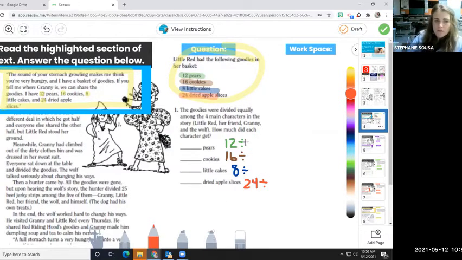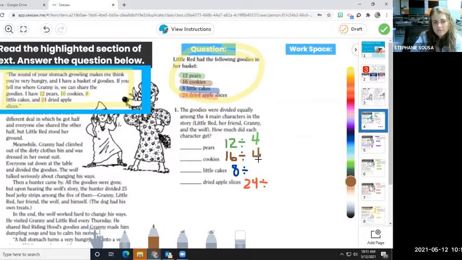Now, let's read this problem again, and I want you to get ready to hold up your fingers. The goodies were divided equally among the 4 main characters in the story: Little Red, her friend, Granny, and the wolf. What are we dividing the pears by? Fingers. Good. 4. What are we dividing the cookies by?